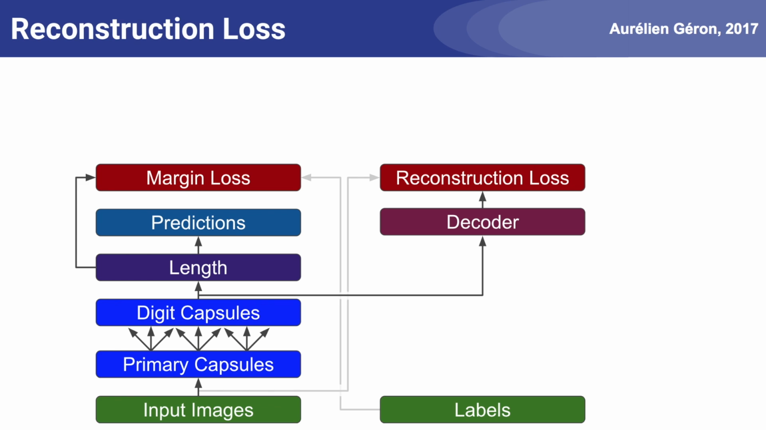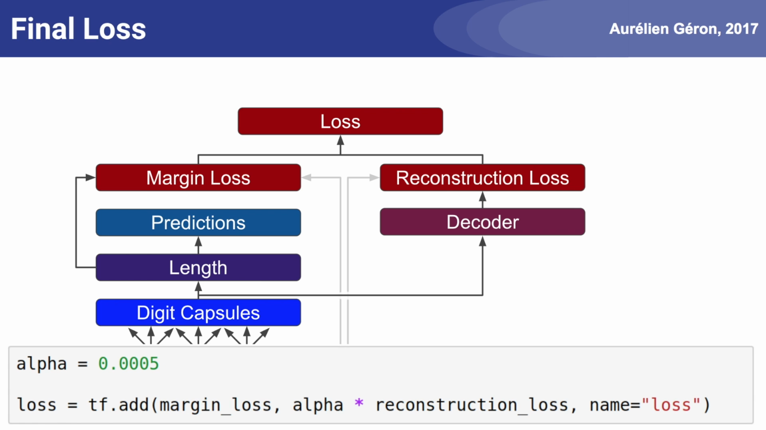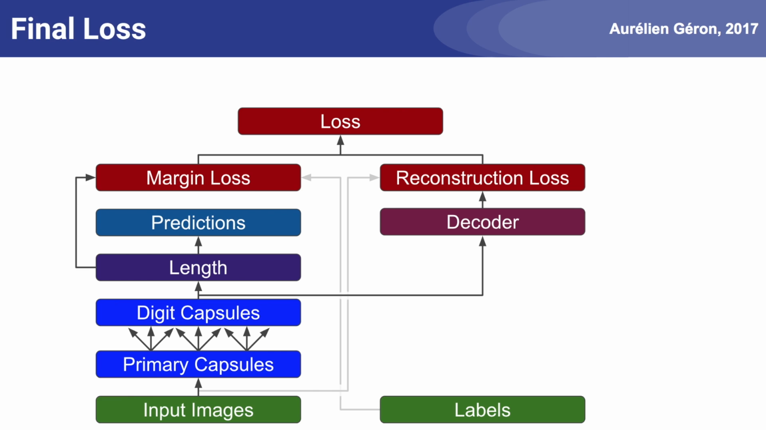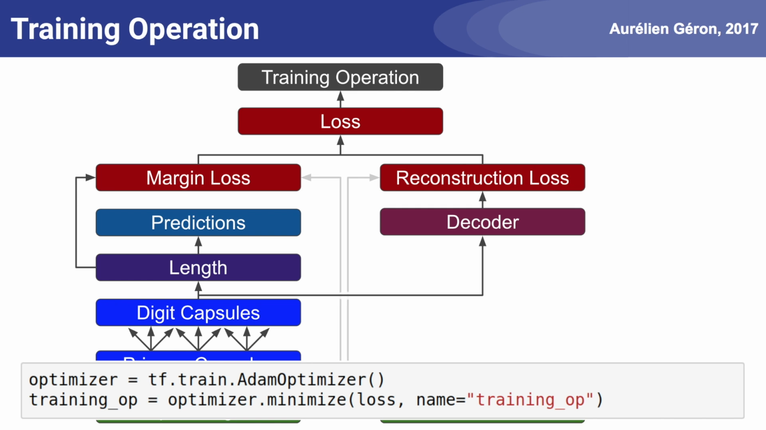Now we can compute the final loss. It's just the sum of the margin loss and the reconstruction loss, scaled down to let the margin loss dominate the training. Pretty simple, as you can see. Now let's add the training operation. The paper mentions they use TensorFlow's implementation of the Adam optimizer using the default parameters, so let's do that. We create the optimizer and call its minimize method to get the training operation that will tweak the model parameters to minimize the loss.